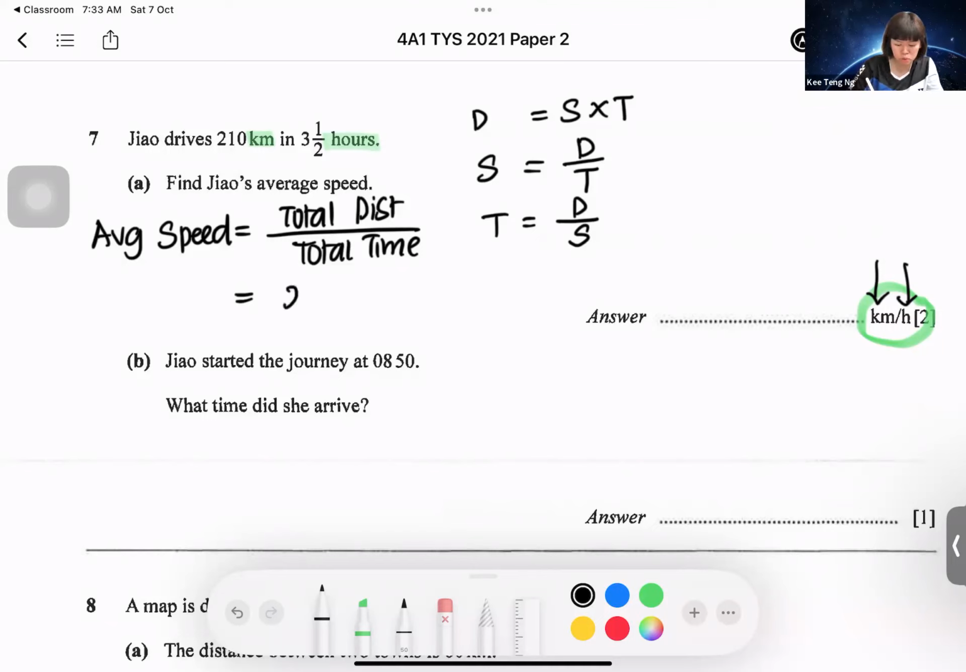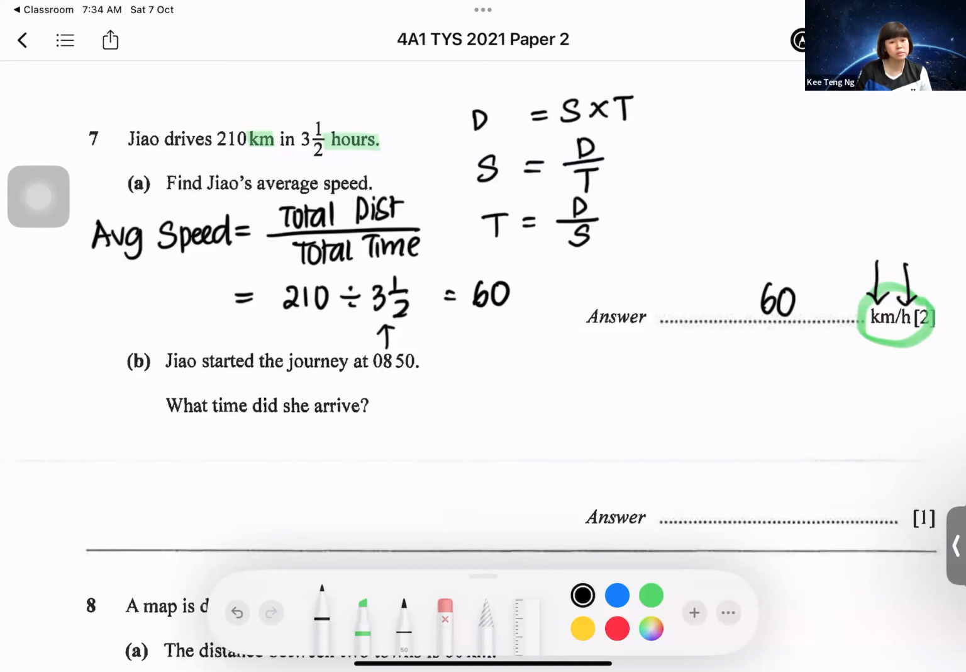So this will be 210 divided by 3.5. Remember to press the shift button in your calculator to get the 3 square boxes for you to work out this number, 210 divided by 3.5. Or some of you like to write in decimal, right? I can put in 3.5. Then I got my answer to be 60. So that will be 60 kilometers per hour. Have you gotten the answer?